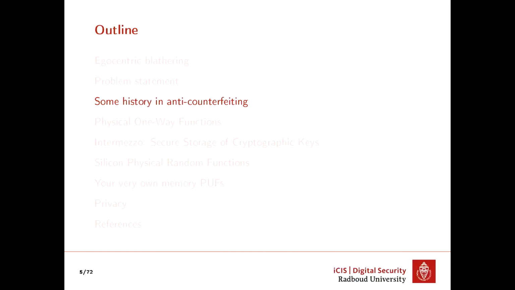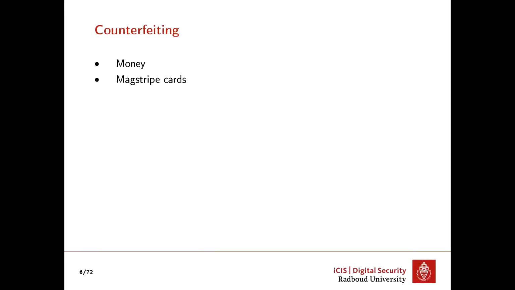In order to explain how we get to physically unclonable functions, I'm first going to explain some history in anti-counterfeiting. And anti-counterfeiting, you can think of money, you can think of magstripe cards, you can think of identity documents, and nuke counters, or as they are commonly called in literature, treaty-limited item identifiers. So let's start with money.